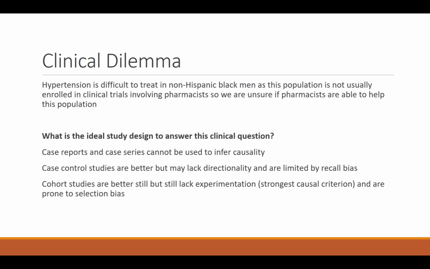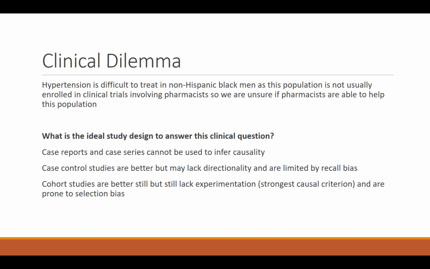If I did a case control study, I could look at Black men with treated hypertension and Black men with hypertension that was not treated effectively and say which one of you saw a pharmacist specifically for hypertension, and then compare between those two groups. But again, case control studies lack directionality, so they might have recall bias and they might misreport whether or not they saw their pharmacist depending on their clinical outcome.